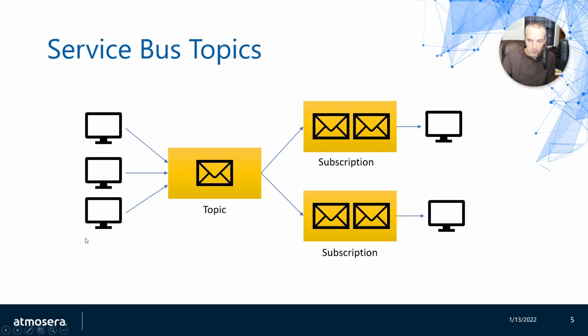So you'll have a bunch of producers. You'll have topics like this. It's essentially a queue in many ways, and then the topic will create a copy of that message for each of the various consumers that are going to be getting that.